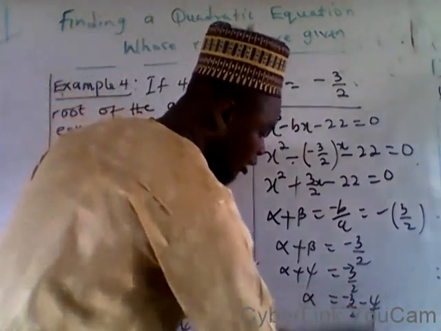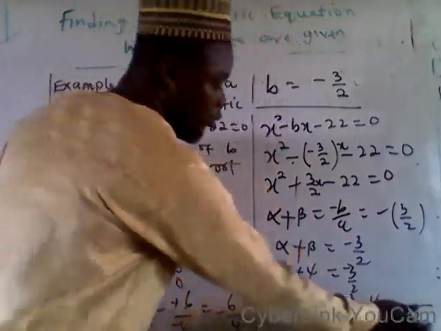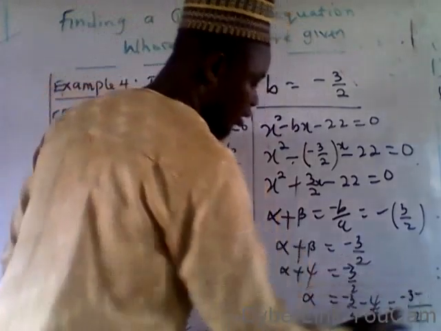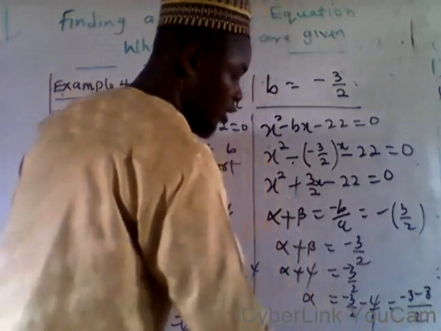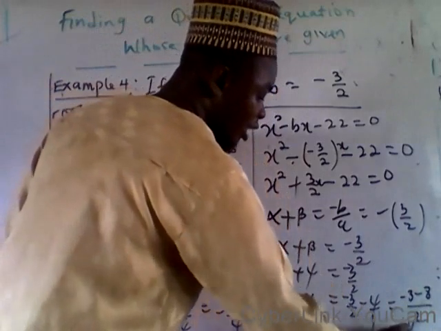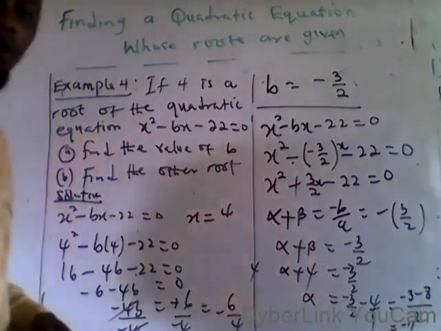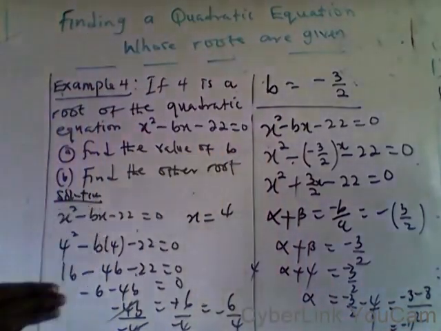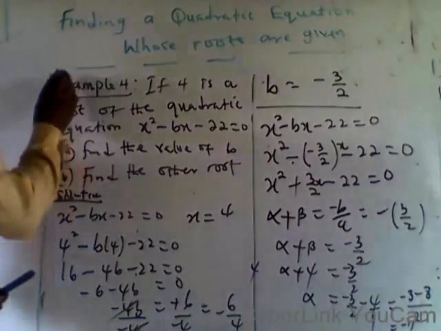Let's solve it like this. The LCM is 2. Right? 2 into 2 is 1, 1 times 3 is minus 3. Then 2 times minus 4, that is minus 8. So we are going to have minus 11 over 2. Meaning that the other root will now be minus 11 over 2.